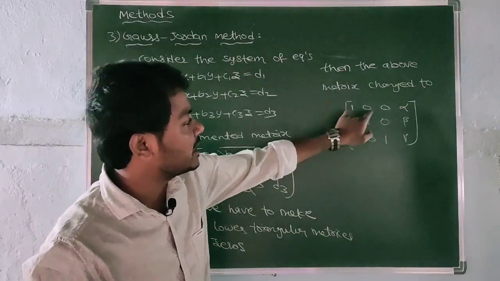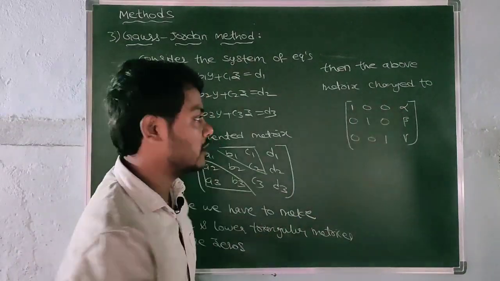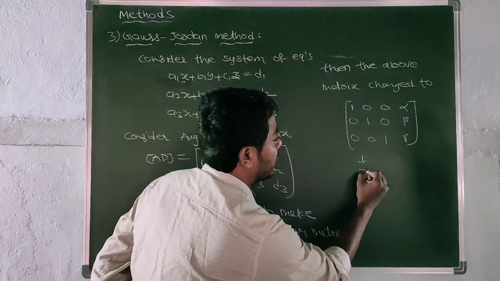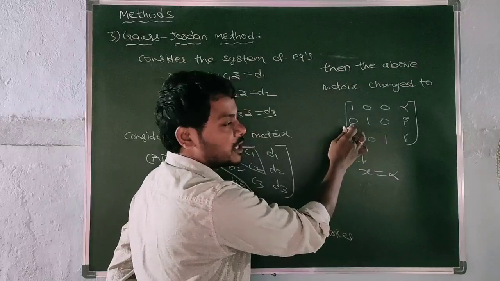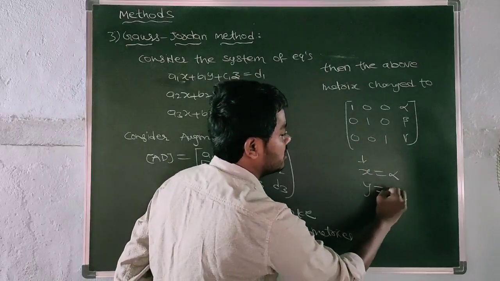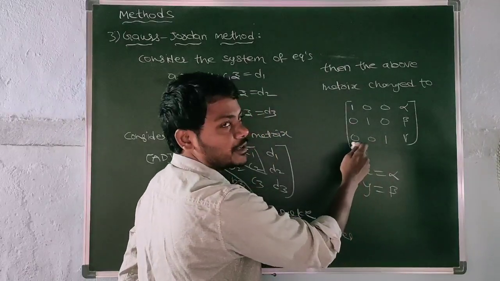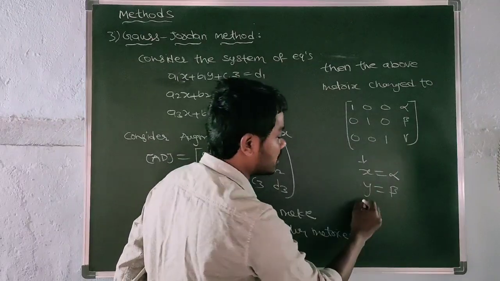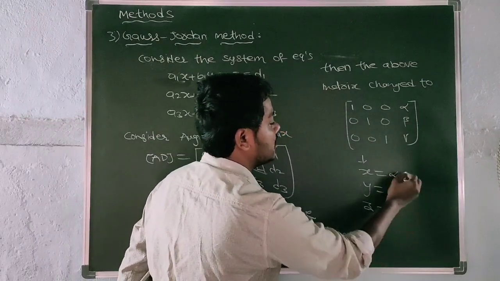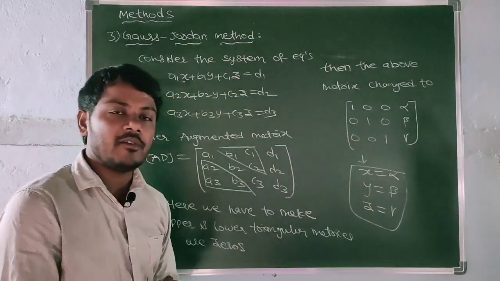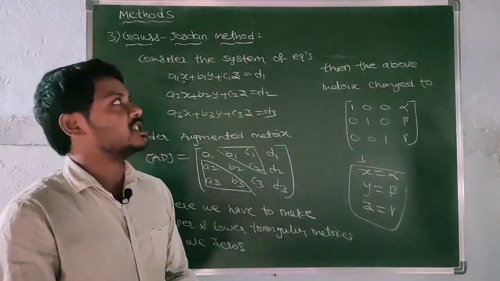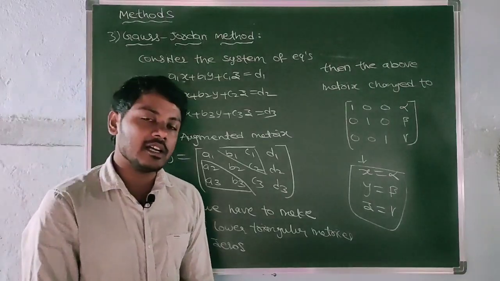So clearly these are the x coefficient and this is constant. So from this you can find x is equals to alpha, with x coefficient 0, y coefficient 1. So y is equals to beta, and x coefficient 0, y coefficient 0, z coefficient is 1. So z is equals to gamma. So these are the solutions of a given system of linear equations. So this is the procedure of Gauss-Jordan method.